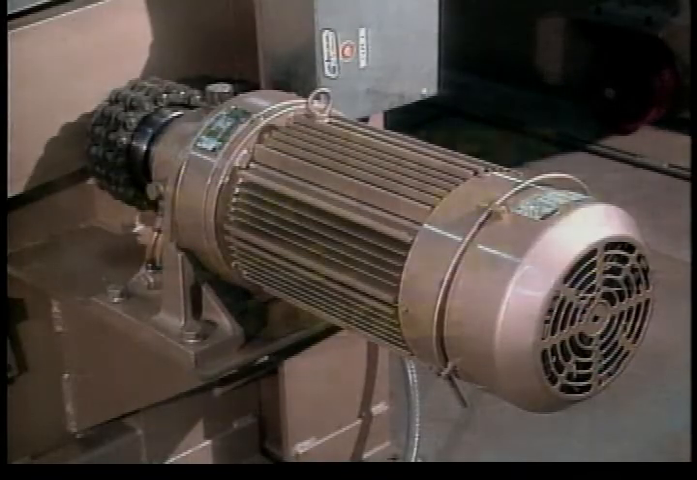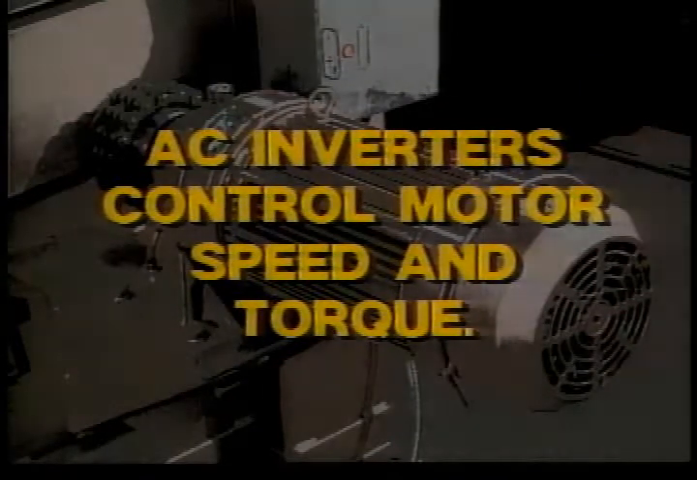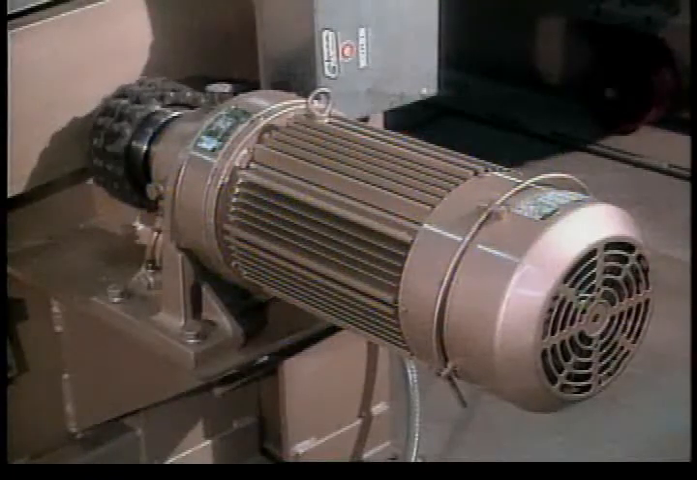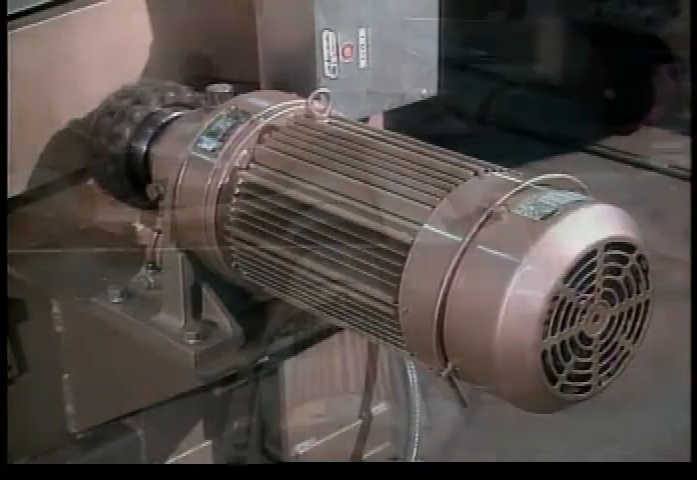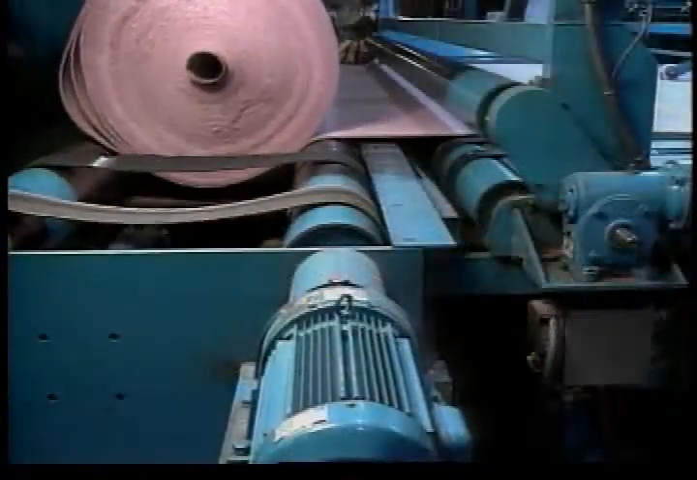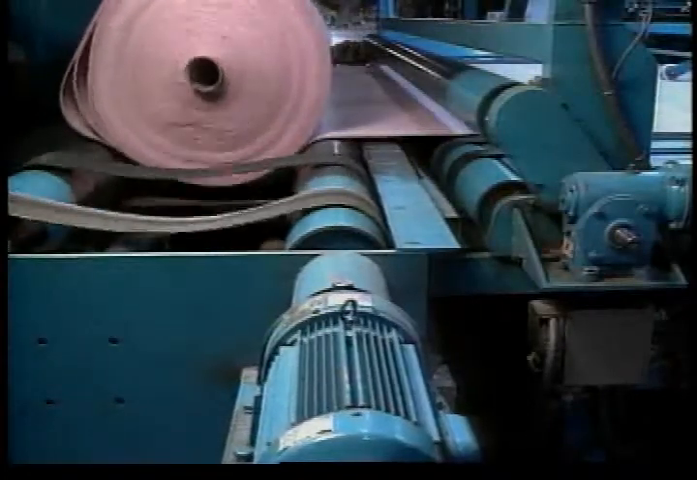AC inverters control the speed of three-phase motors, and they control torque, the rotary force a motor produces. Since torque and speed determine the power a motor produces, inverters are also able to regulate that power by adjusting speed when the torque varies, or by adjusting torque when the speed varies.